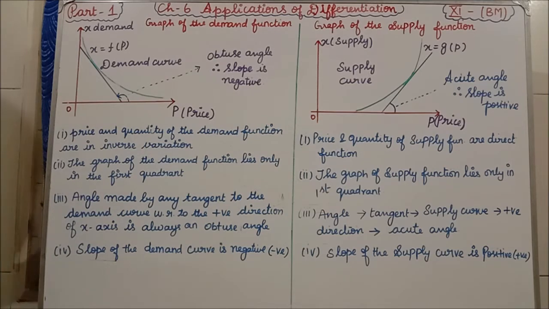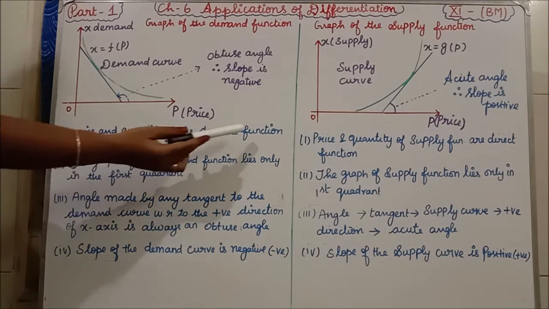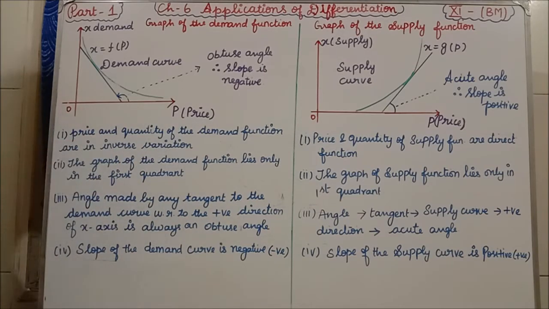If the packet of shampoo is 2 rupees, many of them will buy, so at that time we will have demand. The price is decreasing, so the demand will be more. When the price of the packet of shampoo is increased to 5 rupees, very few will buy. By that time the demand will be decreasing. So this graph shows that price and quantity of the demand function are in inverse variation.